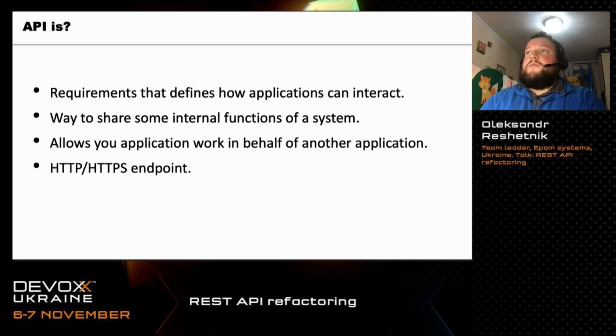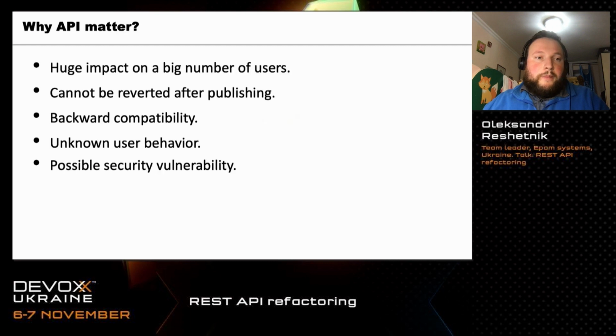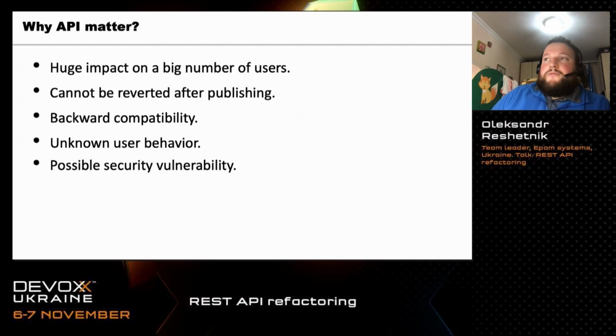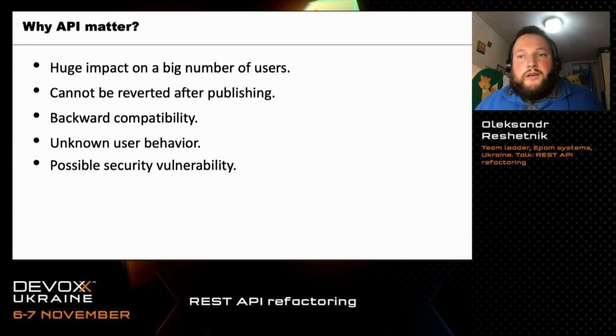Okay, let's quickly start with a definition of what an API is. Usually it's a set of requirements that defines how applications can interact. It's a way to share some internal functions of systems. It allows your application to work on behalf of another application. From some points of view, the simplest way is just HTTP and HTTPS endpoints. Actually, API is a really complex subject, and we have different points of view. But API is a really important subject. In my opinion, it's really the most important thing in modern architecture, in modern digital transformation.